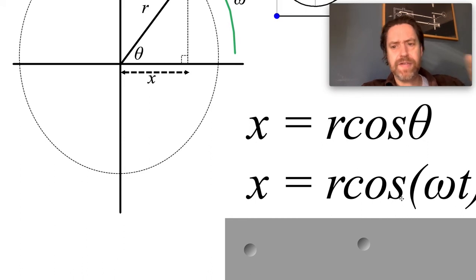Now that's fine if you're analysing a circle, but in simple harmonic motion, there isn't a radius, there's an amplitude. And in fact, the maximum x position is when the amplitude is the same as this radius. So we change this equation. I've done that on the next slide.